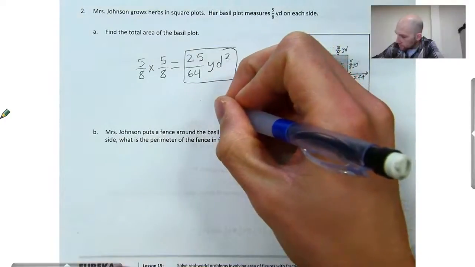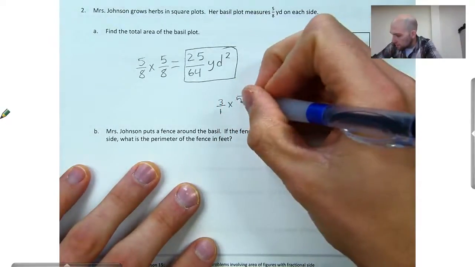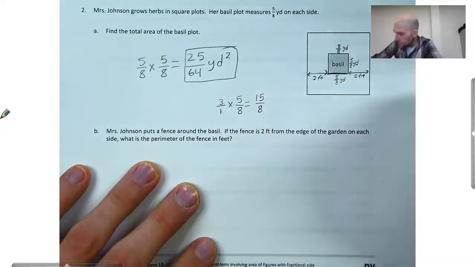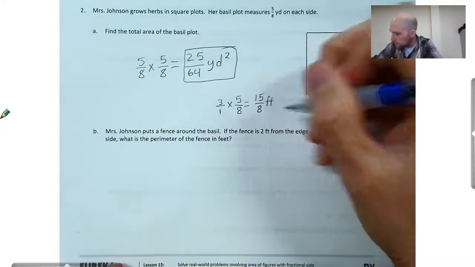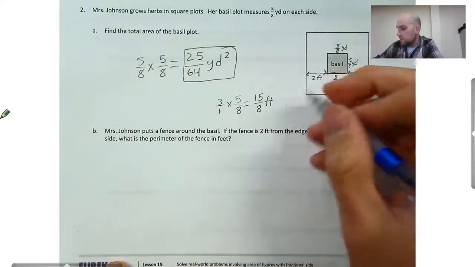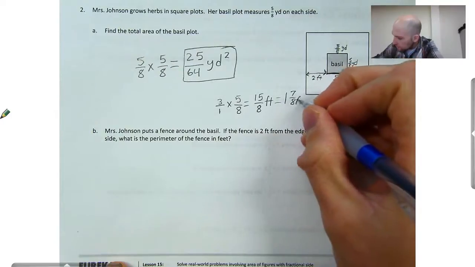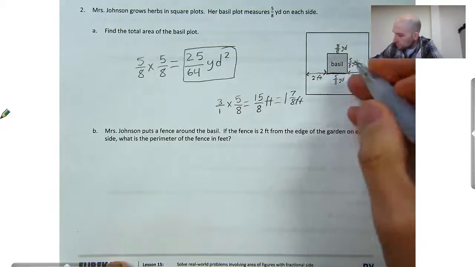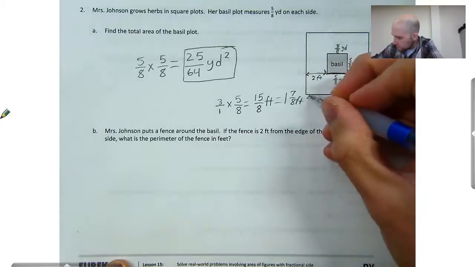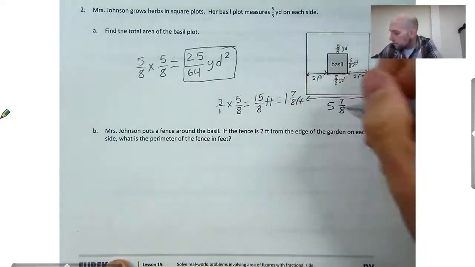So we'll do 3 over 1. That'll make things easier. Times 5/8. It's going to give us 15/8 feet. And so I have to add 4 more feet to that. Well, 15/8 is really 1 7/8 plus 2 plus 2. So plus another 4 feet will give me for this whole side here 5 7/8 feet.